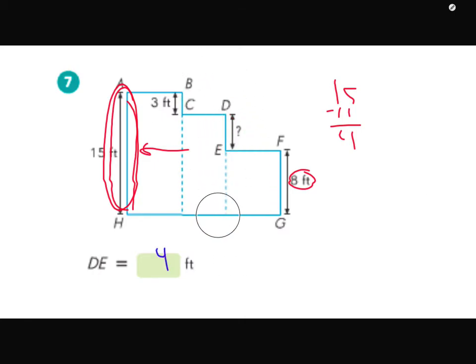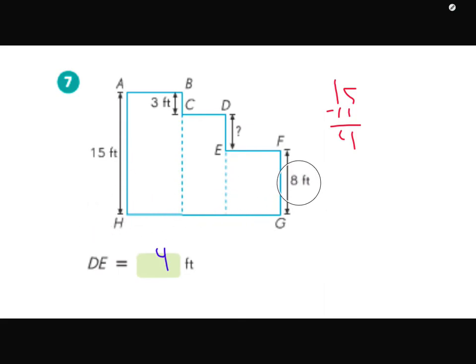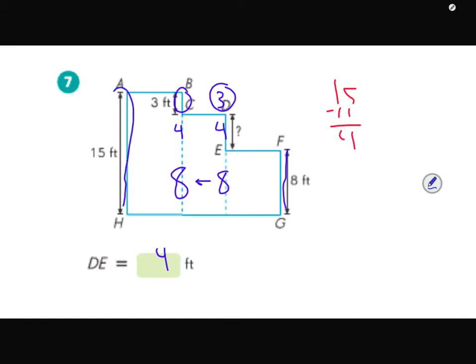I'm going to just check this one, because this one's a little tricky. So again, I'm seeing that this is 8, then I know this is 8, which means this is 8. And I see this is 3, which means that's 3. And then I think that this is 4, so that's 4. So let's see, 15, and then these should be 15. 8 plus 4 is 12, 13, 14, 15. It does work out. So DE is 4.